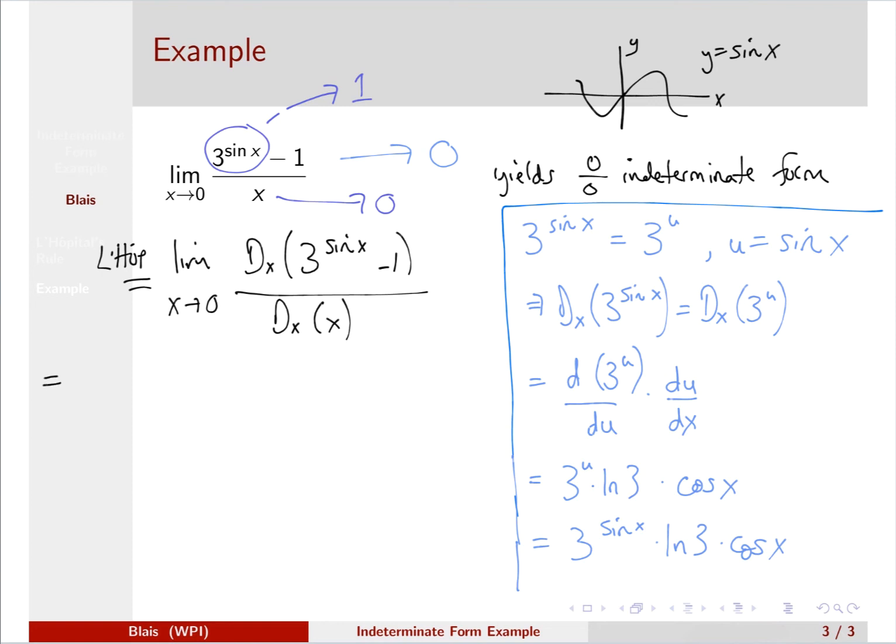When we go back to our original problem, we can now use our result here. The derivative of that numerator is the derivative of 3 to the sine of x, which we've computed here, minus the derivative of 1. Derivative of 1 is, of course, 0. So we have 3 to the sine of x times natural log of 3 times cosine of x. And in the denominator, the derivative of x with respect to x is just, of course, 1.